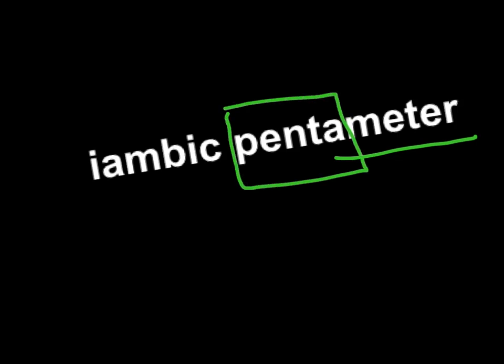Putting all these terms together gives us iambic pentameter. The meter or rhythm that Shakespeare uses in all of his poetry, both his sonnets as well as his plays. Each line of poetry has 5 sets of iambs.